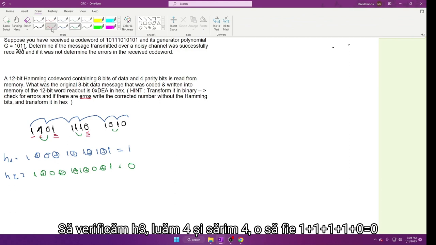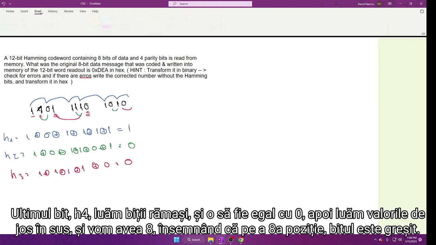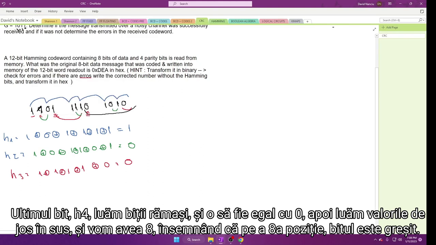Let's check the H4, I mean the third Hamming bit, which is right here. Let's check the value. We take 4 and we jump 4 and we take this one, so it's 1 plus 1 plus 1 plus 1 plus 1 plus 1 plus 1 plus 0, which will give us a 0. Last one, last bit, it's this one, and we'll take the remaining 8 of the bits. We have two values of 1, so we'll get a 0.